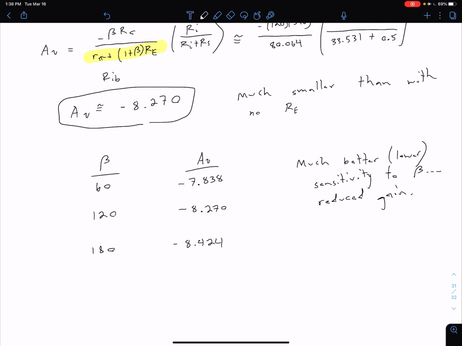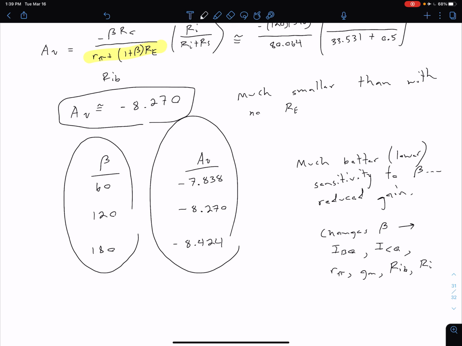So again, this all goes back to this idea of trade-offs in our design. One other thing to note is that as we have changes in beta, we're going to be changing more parameters. Changes in beta mean changes in our IBQ. We didn't show that explicitly, but our IBQ from the DC analysis, our ICQ, our RPi, our gm, our RIB, and our RI, all of these values are going to be affected as we change our beta.